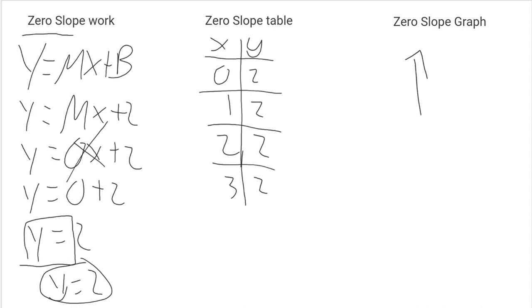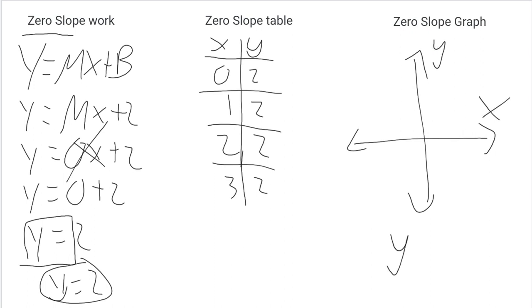So how we would graph this is, because there is no x in the equation, it can never cross the x-axis. So I go to where y is 2, and I draw a flat, zero sloping line all the way across.